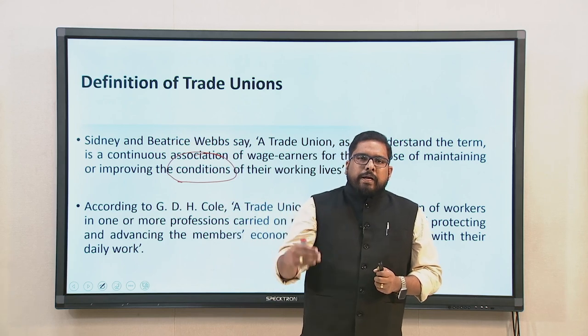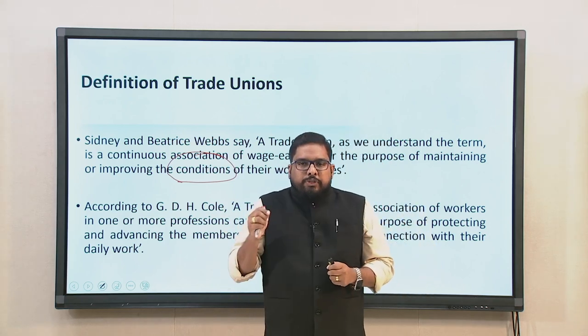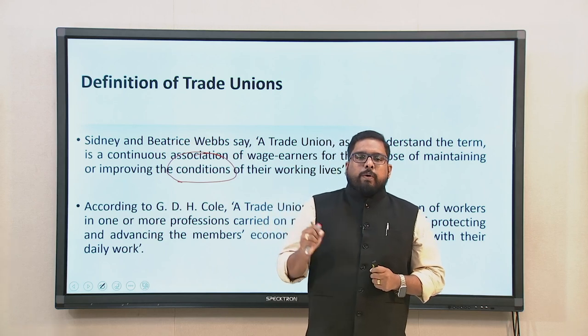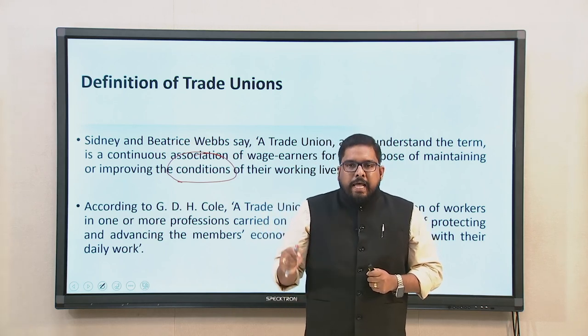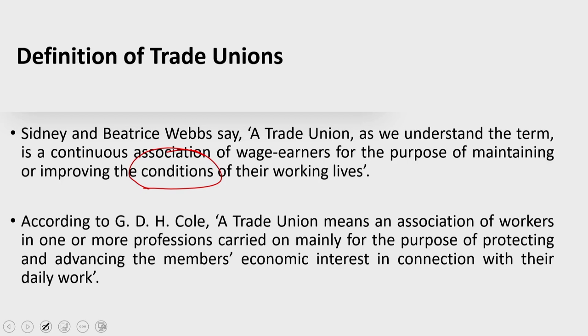When we are actually looking into the second definition, that is the definition by Cole, a trade union means an association of workers in one or more professions carried on mainly for the purpose of protecting and advancing the members' economic interest. So if Sydney and Beatrice Webb was more focusing on the working conditions specifically, GDH Cole defines a trade union from the perspective of economic interest.